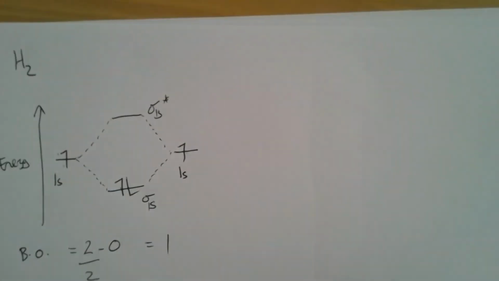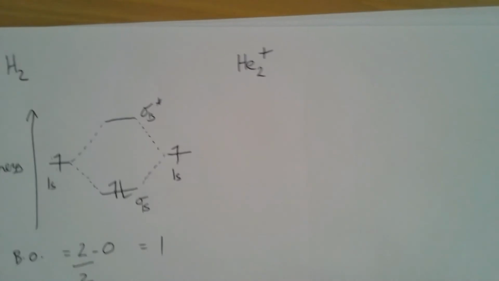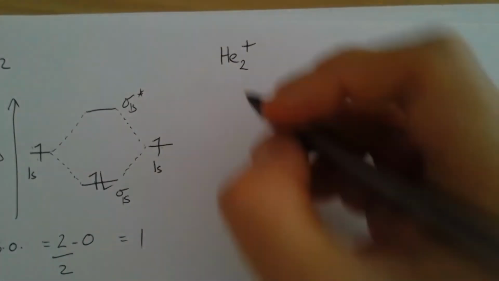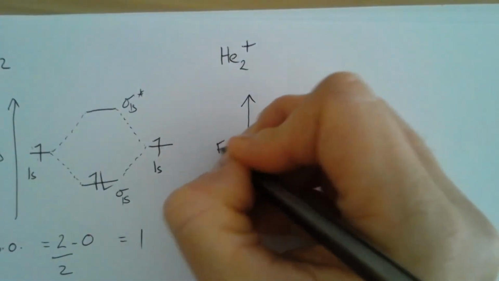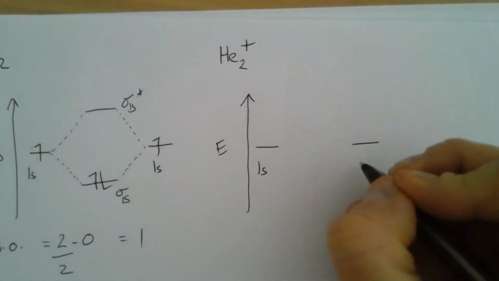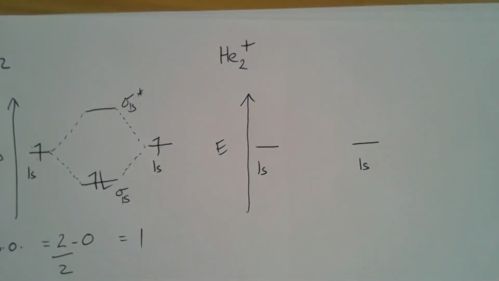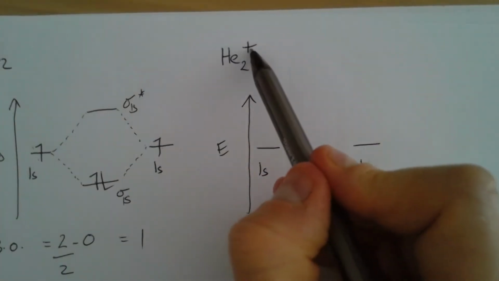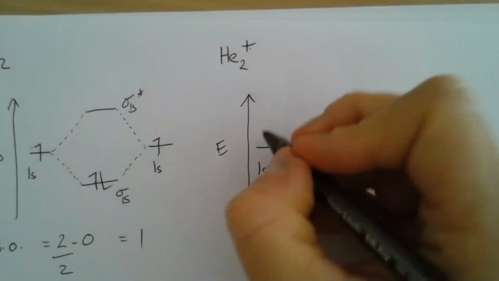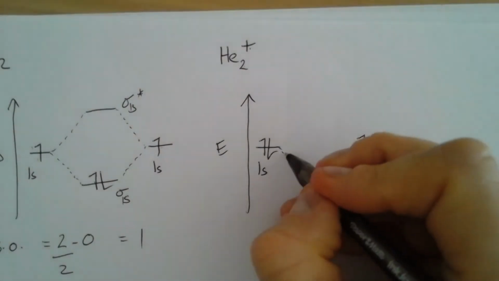Let's look at our third example. This is a theoretical ion, the He2 plus ion. So we plot the energy. First of all, we've got our 1s orbitals. For He2, each helium atom has got 2 electrons, but there's 1 electron missing because of the positive charge, so one of them is only going to have 1 electron.